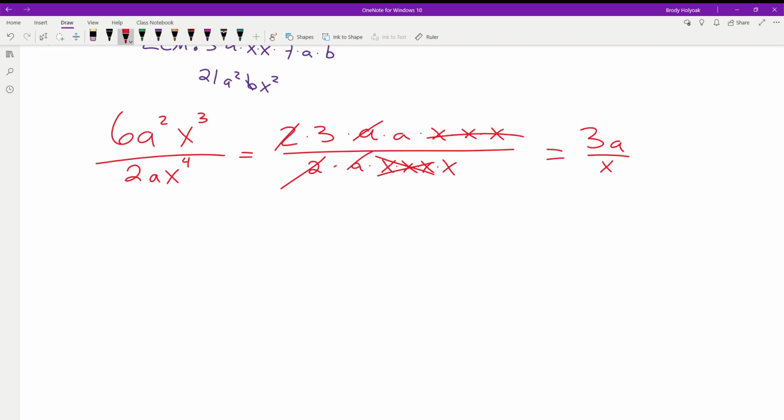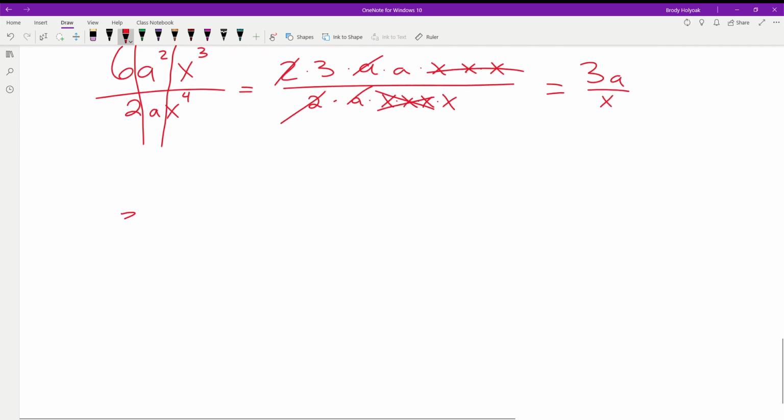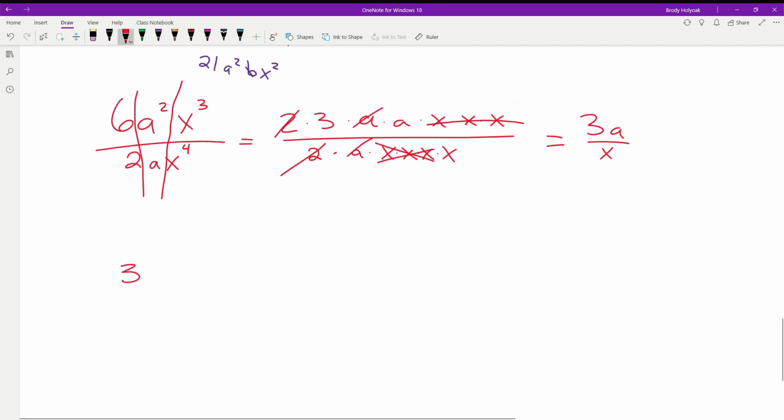Yeah, we can combine the like terms to start with. Also, this is just the same as what we were doing with the powers of 10. Doesn't matter the base that we use as long as it's the same. So here, we can split these guys up into 3 groups. We have 6 divided by 2 gives us 3. We have an a squared divided by an a, so that is a, because we subtract the powers. So we have a to the 2 minus 1. Then we have x, which is 3 minus 4.